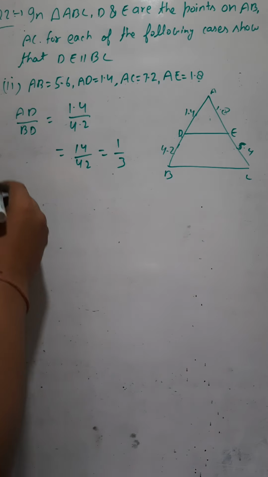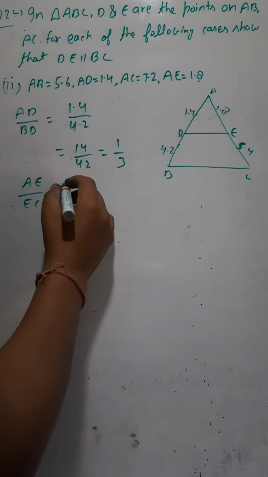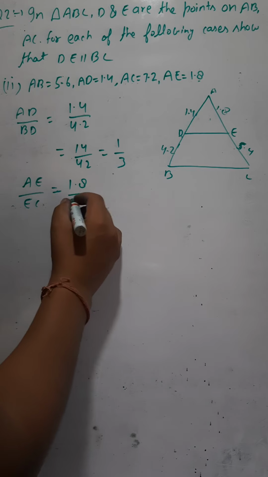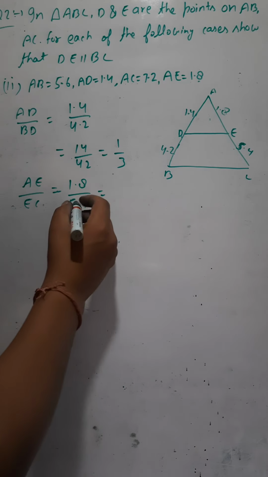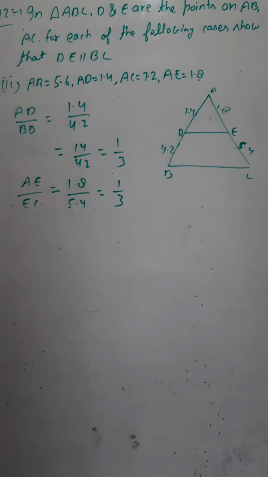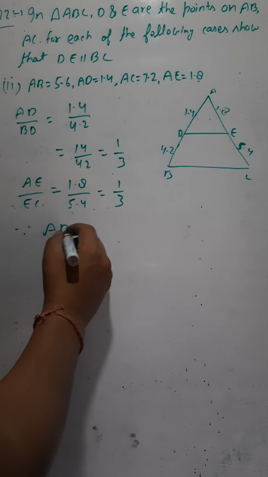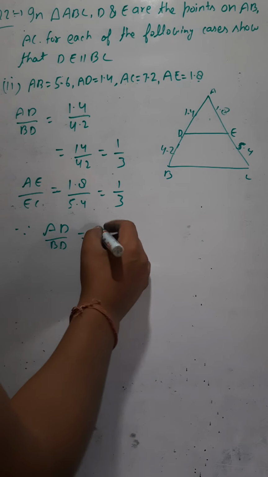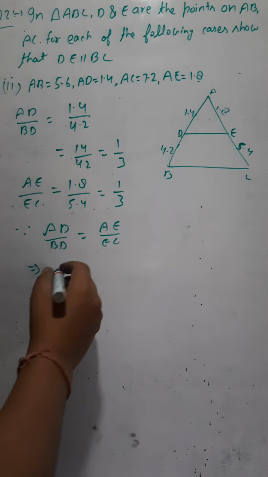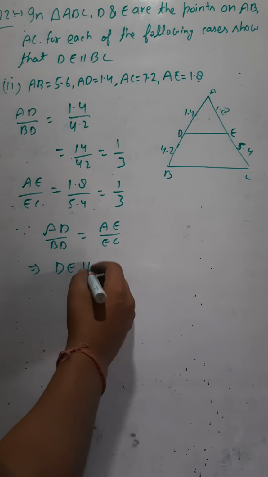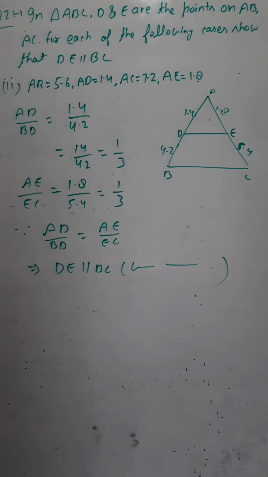Now let's check AE by EC. It would be 1.8 by 5.4. Now here it would be 18 ones are 18, 18 threes are 54. So it would also be 1 by 3. Again the ratios are the same. Now right here, since AD by BD is equal to AE by EC, it implies DE is parallel to BC. This is the converse of BPT. Yes or not?